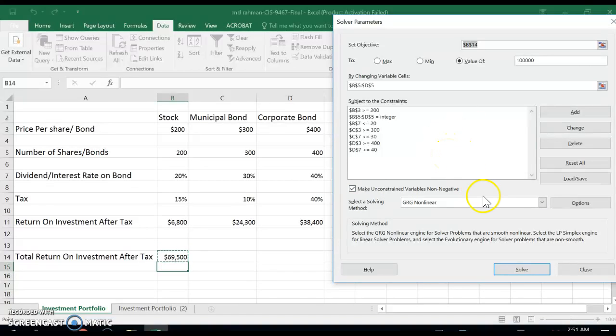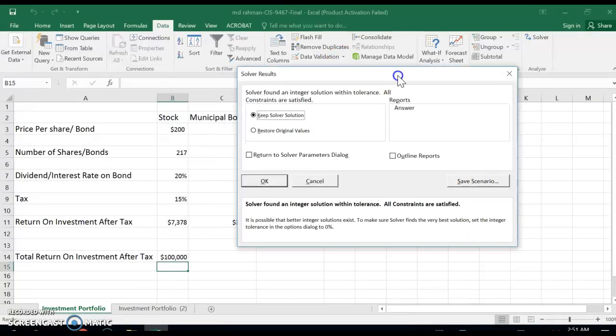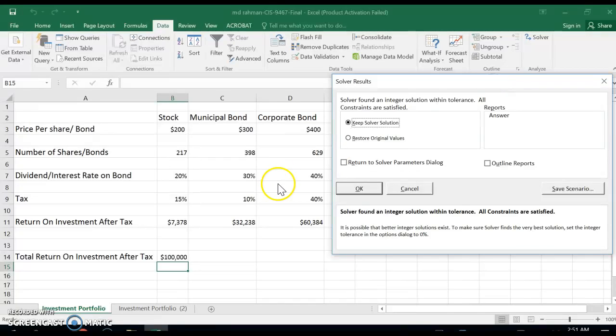So this is Excel Solver. You see, within a matter of seconds, I got $100,000. Under the given scenario, Excel Solver is telling me I need 217 stock, 398 municipal bonds, and 629 corporate bonds to get a $100,000 return on investment when my dividend is 20%, interest rate is 30%, and interest rate here is 40%, given the tax rates of 15%, 10%, and 40%.